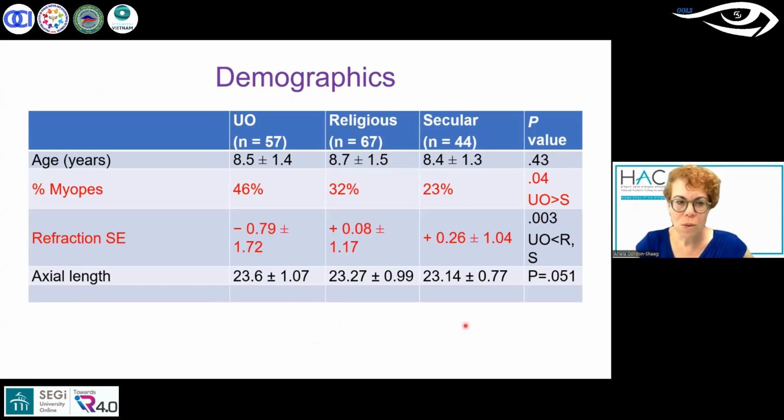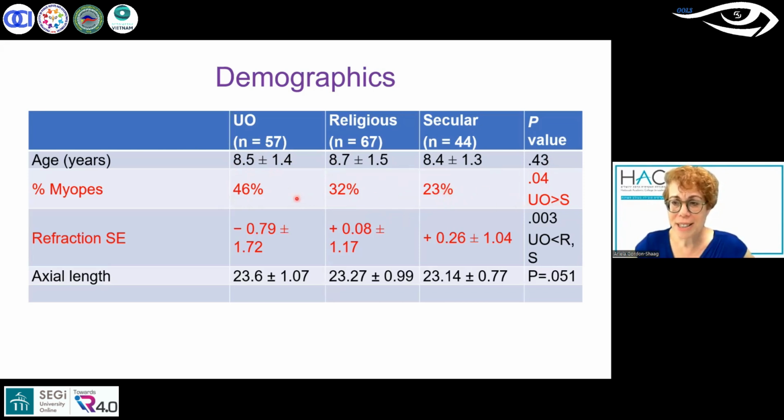Okay, so we recruited almost 200 kids, and 168 of them met our inclusion criteria. You can see in this table here, this is ultra-Orthodox, religious, and secular. The kids are about 8.5 with no statistically significant differences between the groups. But let's look at the prevalence of myopia. These ultra-Orthodox kids, these are 1st to 3rd graders, 46% of them, half of them, are myopic. The religious kids, 1/3 of them are myopic. And the secular kids, like 25% of them are myopic.